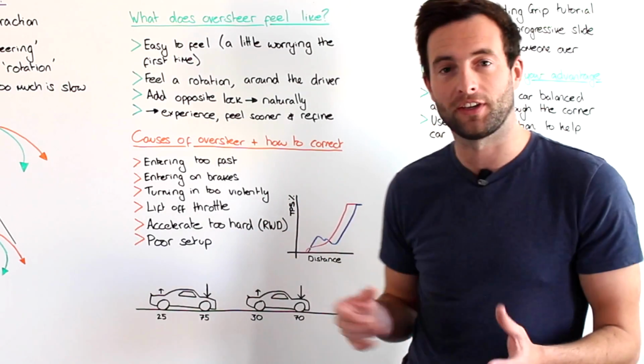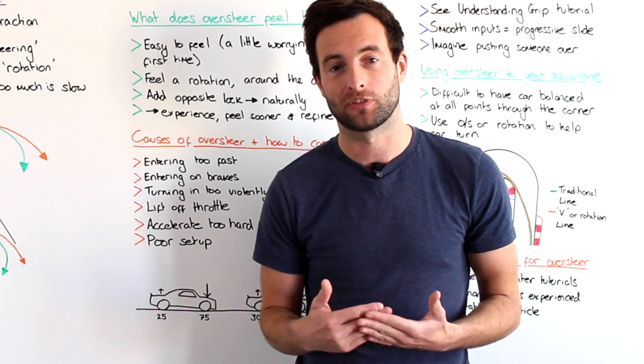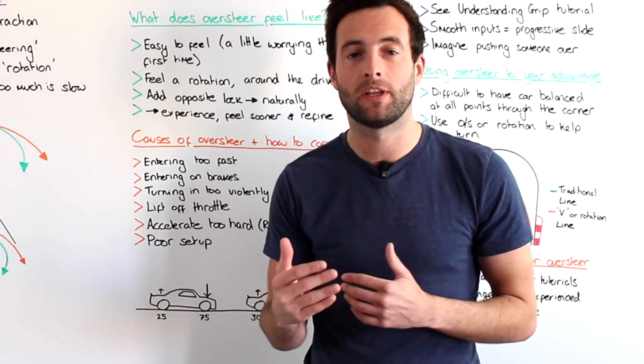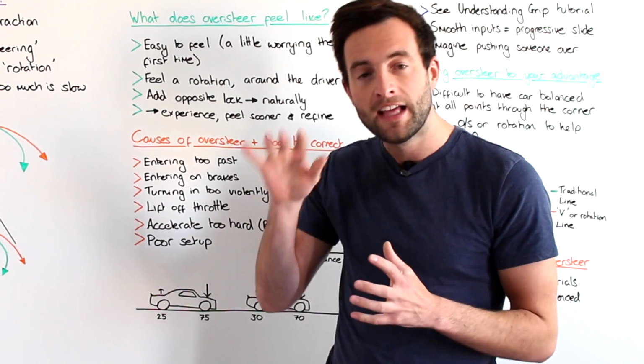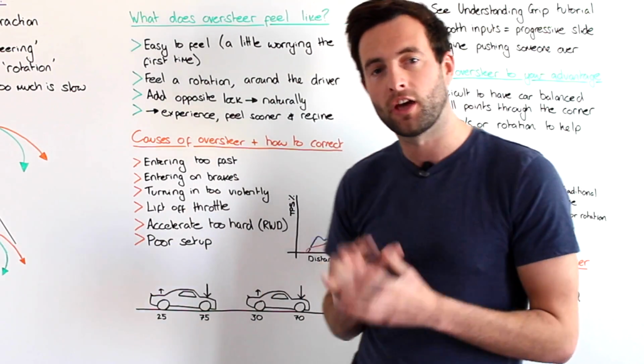Now, the way to fix entering a corner too quickly is to obviously just go in a little bit more slowly. Not so slowly that the car's not doing any work, but slowly enough so that we actually keep everything tidy, we don't get too much oversteer, and we can get back on the accelerator nice and early and get a good exit coming out of the corner.